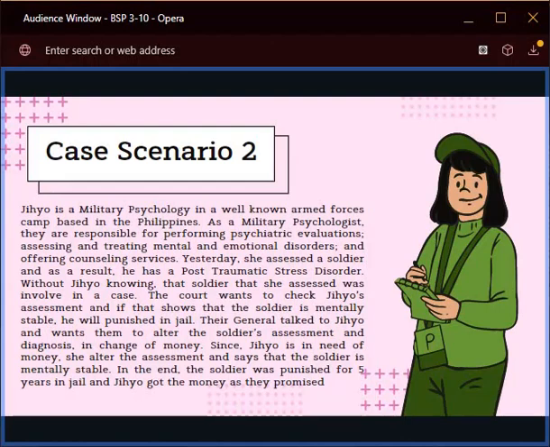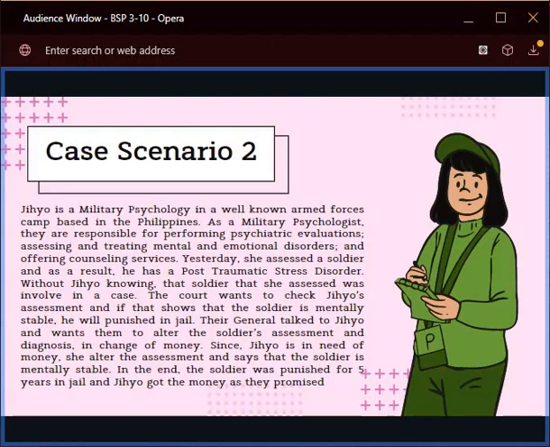in jail. The general talked to Gio and wants her to alter the soldier's assessment and diagnosis in exchange for money. Since Gio is in need of money, she altered the assessment and says the soldier is mentally stable. In the end, the soldier was punished for 5 years in jail, and Gio got the money as they promised.